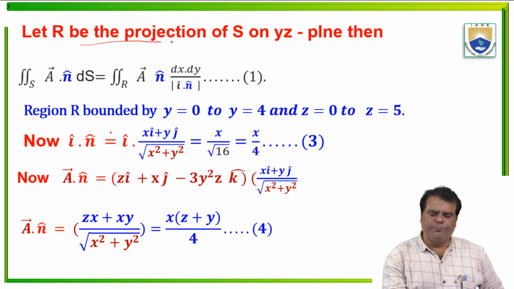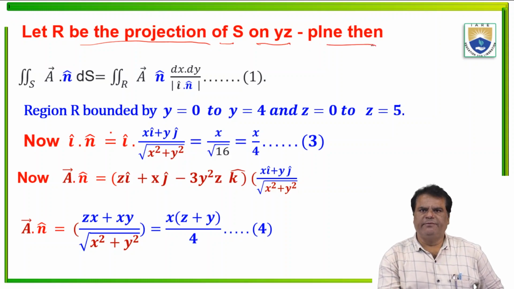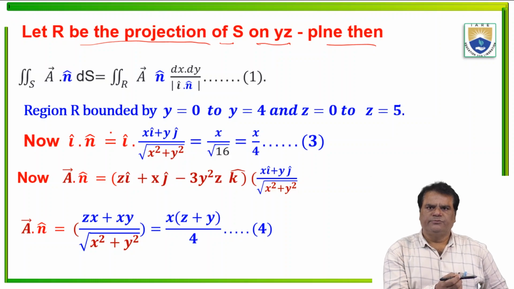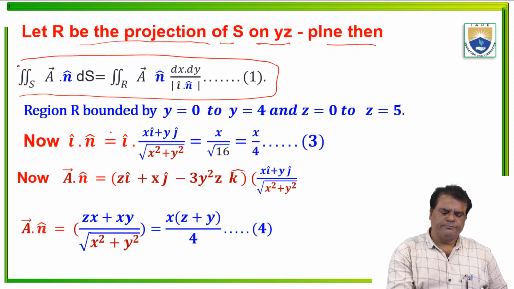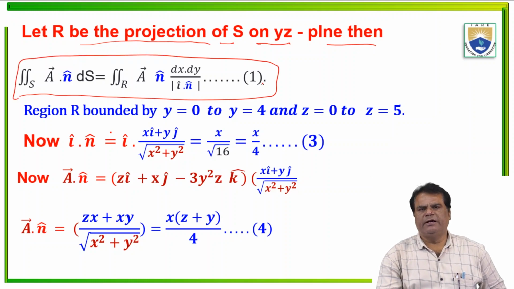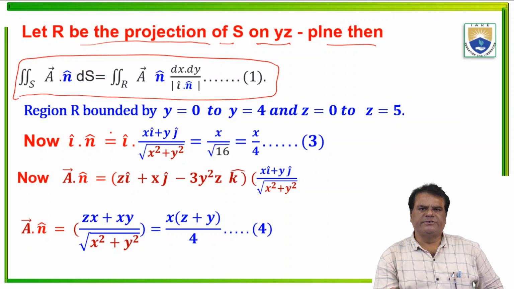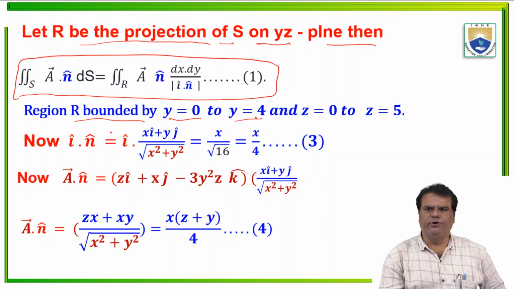Now let R be the projection of S on the yz plane. Projection on the yz plane, then we get here y and z projection. So perpendicular to yz is i. So we are taking here, this is the formula for evaluating an integral under any given surface. The region is bounded by y equal to 0, y equal to 4 and z equal to 0, z equal to 5.